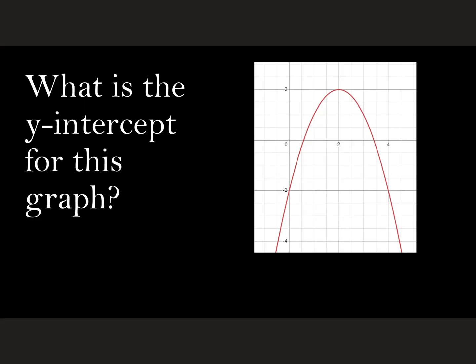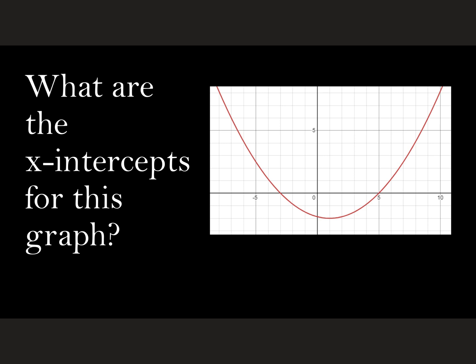So what is the y-intercept for this graph? Where does it hit the y-line? If you said -2, you are correct. What are the x-intercepts for this graph? Remember, that's here and here. So where does the parabola hit the x-axis? Well, if you said -3 and +5, you are correct.